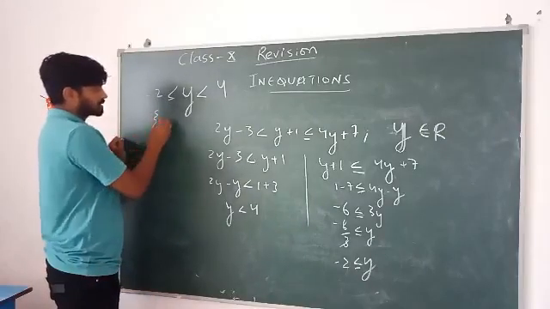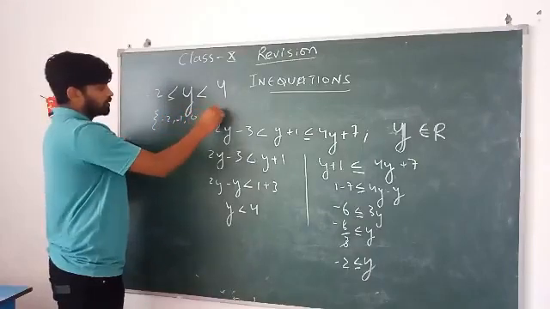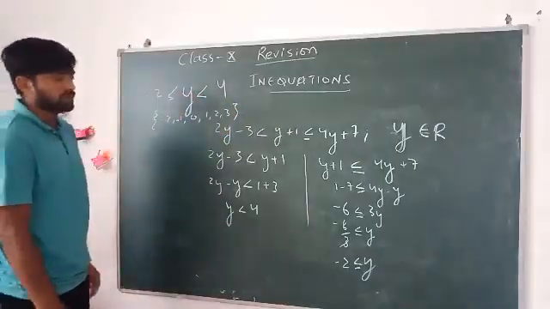Okay, so how to put the solution set? The solution set is going to be like this: minus 2, minus 1, 0, 1, 2, 3. I won't include 4 because there is no equals to sign over here.